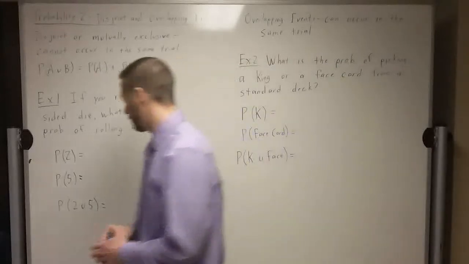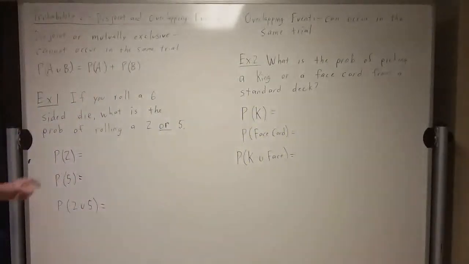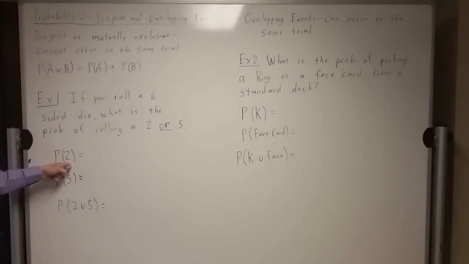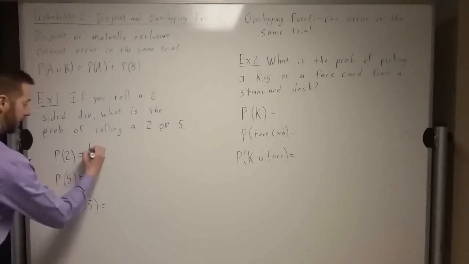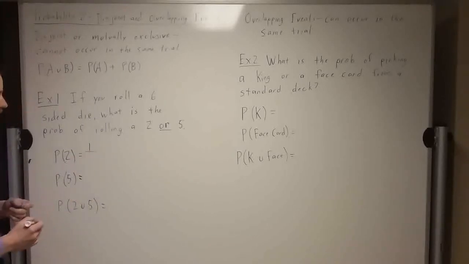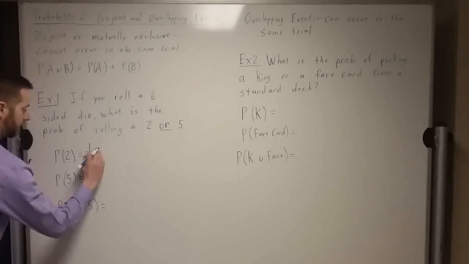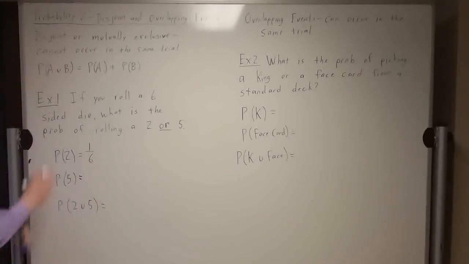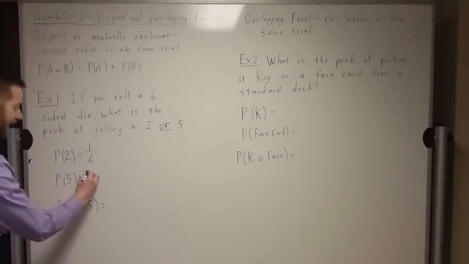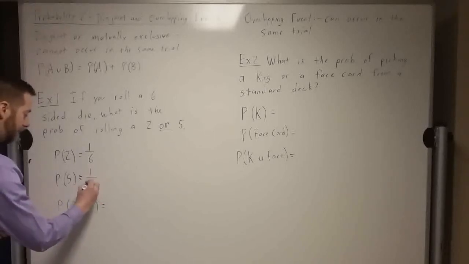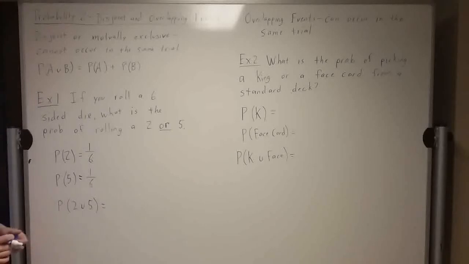Let's talk about the probability of each of these individually. What's the probability of rolling a 2? If there are 6 sides on this die, only one side is a 2, so there's one desirable outcome out of 6 possible outcomes, and the probability is 1/6. If you wanted that as a decimal or percentage, like we said yesterday, that would be fine. The probability of rolling a 5: there's only one side that's a 5 out of the 6 total sides, so the probability is 1/6.